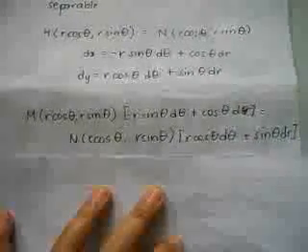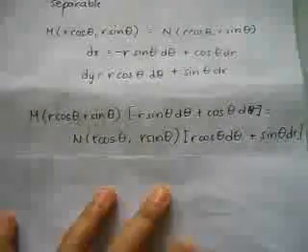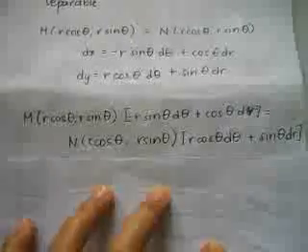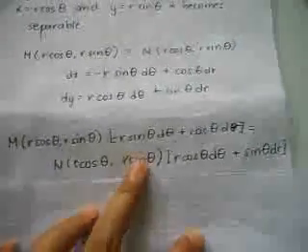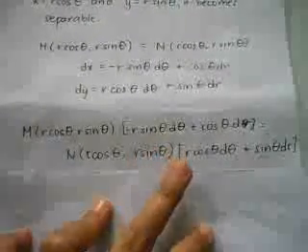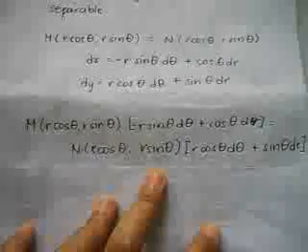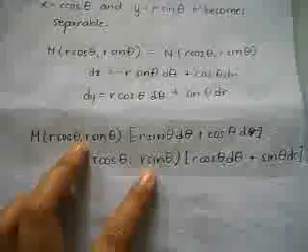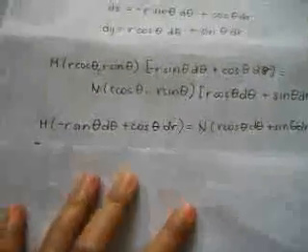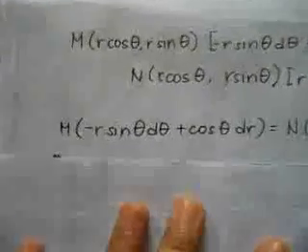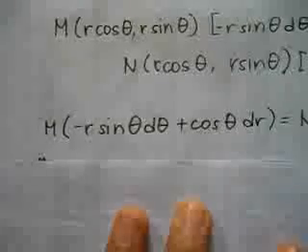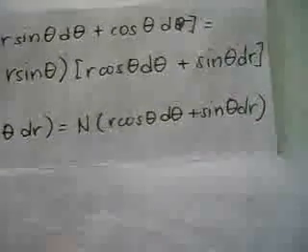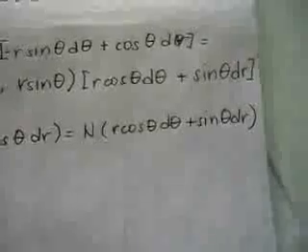Next, we have written the equation in this form: M(r cosine theta, r sine theta), which is just equal to M(x,y), times negative r sine theta d theta plus cosine theta dr, and that whole expression is equal to N(r cosine theta, r sine theta) times r cosine theta d theta plus sine theta dr. So we could ignore the two expressions here, and we are left with M times (negative r sine theta d theta plus cosine theta dr) equals N times (r cosine theta d theta plus sine theta dr).